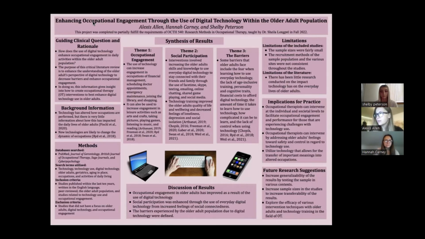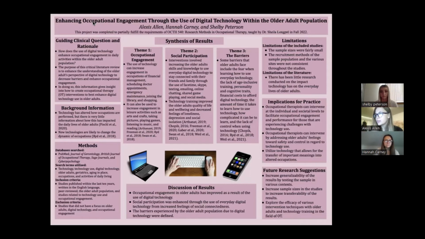As for the second theme, social participation, it was seen that interventions that focused on enhancing older adults' skills and knowledge of digital technology promoted social participation and increased feelings of social connectedness in older adults. The third theme was the discussion of barriers that older adults experience due to digital technology. And this information is important as it gives practitioners understanding of where they may need to intervene to support engagement in digital technology and promote occupational engagement.